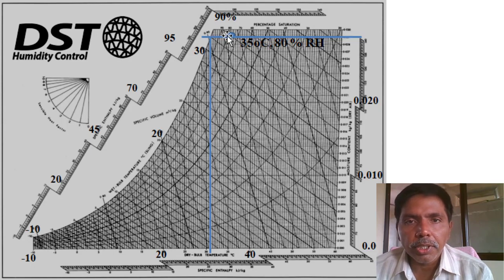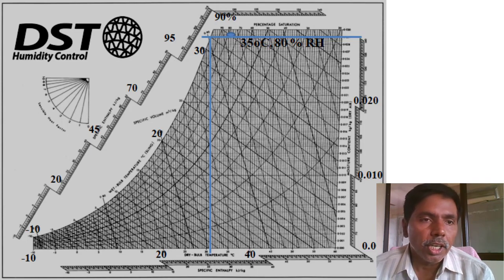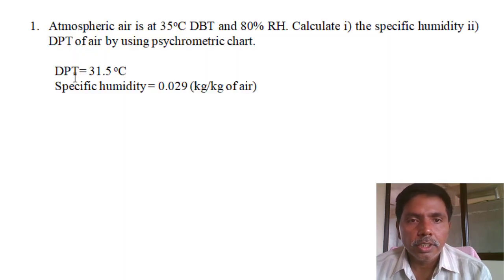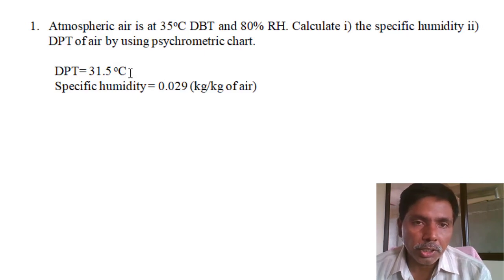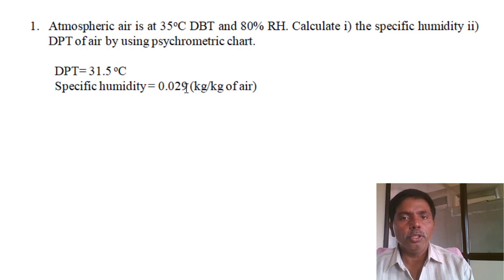Next, dew point temperature, how are we determining? We just extend the line to the saturation curve. Then at that particular point, whatever the dry bulb temperature is, that is the dew point temperature. It is a little above 30 degrees. You can see how much we got. Dew point temperature is 31.5. Specific humidity is 0.029 kg per kg of air.